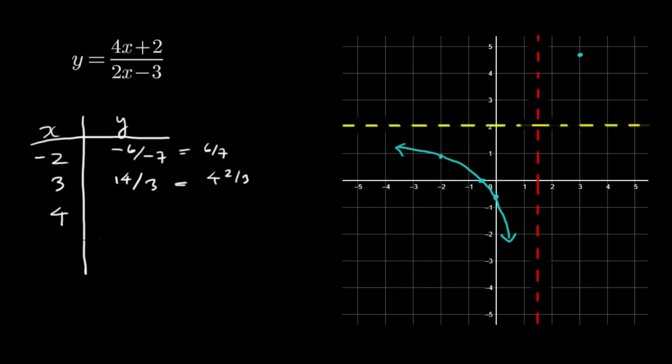So one more x value. If x is 4, we get 16 plus 2, which is 18 in the numerator. And we get 8 minus 3 in the bottom. If we plug in x equals 4, 5 goes into 18 3 times with a remainder of 3. So this is 3 3/5, or approximately 3.6. Not approximately, exactly 3.6. So roughly here. So we have our second branch. And eventually that function will, of course, get closer to those asymptotes as we move off what we see in our graph paper here. Okay, so there's our graph.